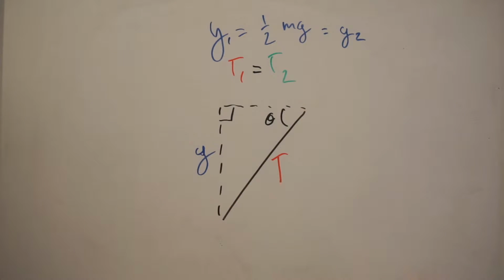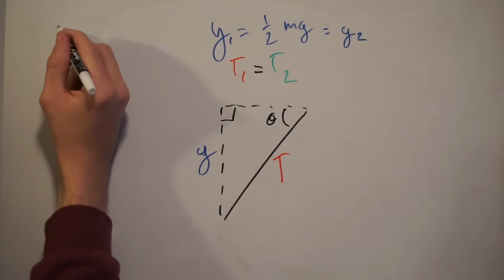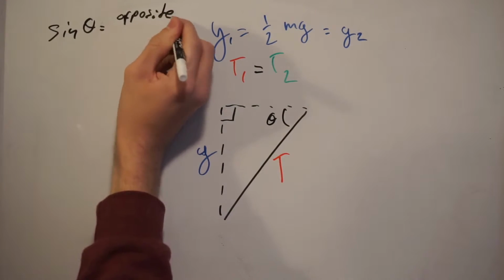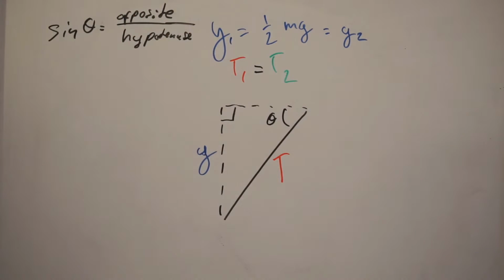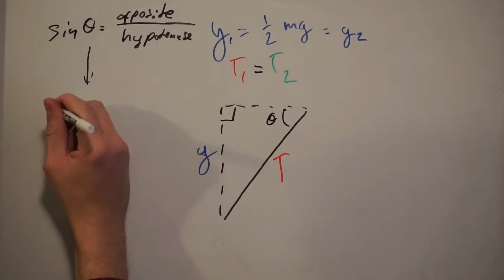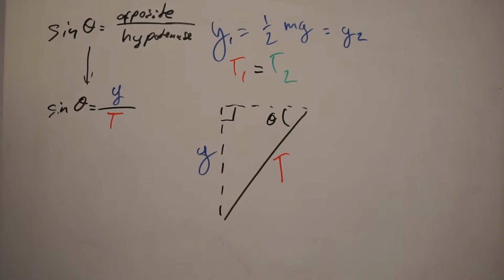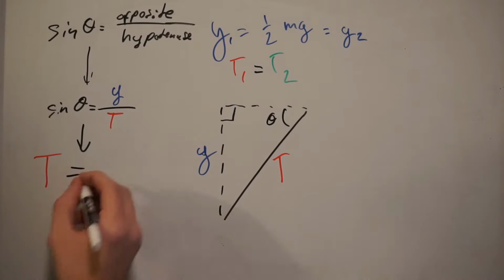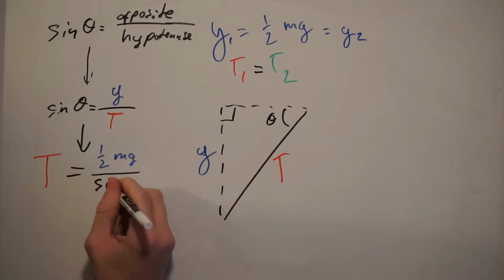If we're looking to find the hypotenuse and we're given an angle on the opposite side, we're going to use sine because sine is the opposite over hypotenuse. So sine of theta equals y over T. And when you multiply over T and then divide by sine theta, you get T equals y over sine theta. Now let's substitute some numbers in for this.